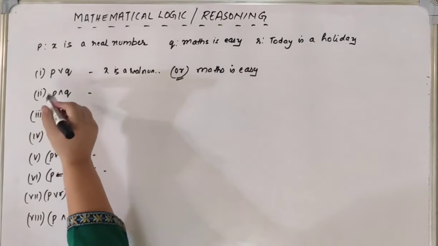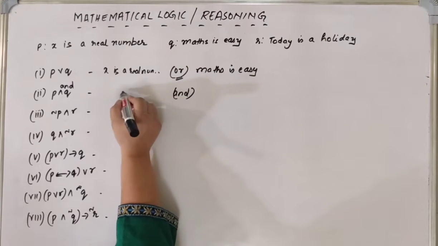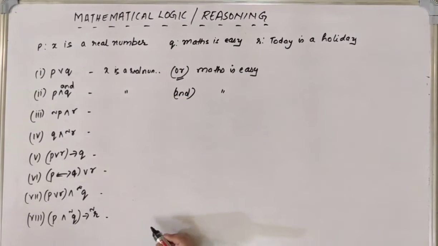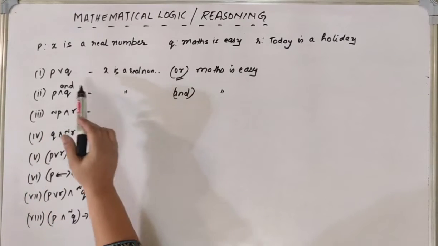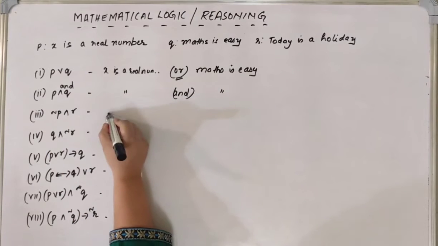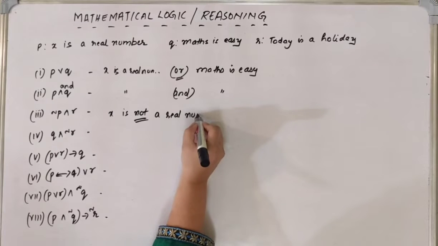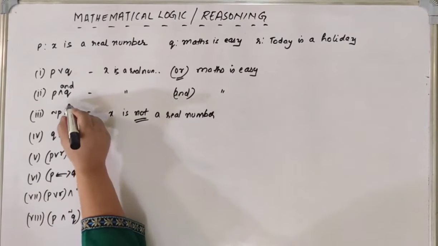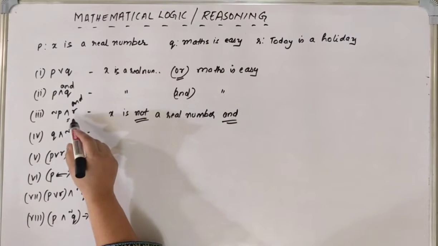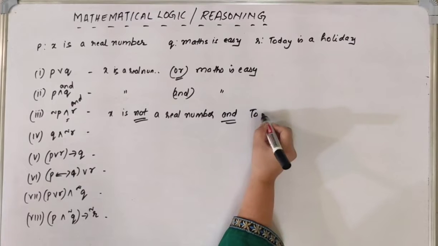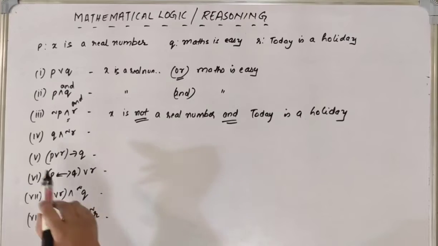Now, what is this? This is nothing but AND. So we will have to put AND here. And the same statement we will copy. Third one, what do we have? This is not, negation. So not. So P is, X is a real number. So we will put X is not a real number. And what is this? This is AND. So we'll say AND. Just copy whatever R statement is. R is today is a holiday. Today is a holiday.